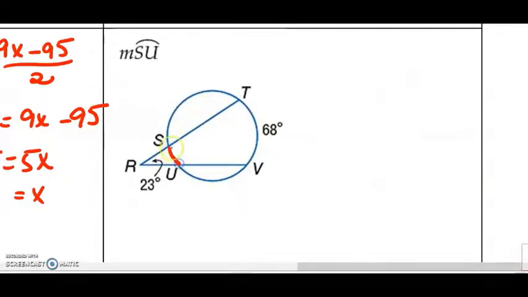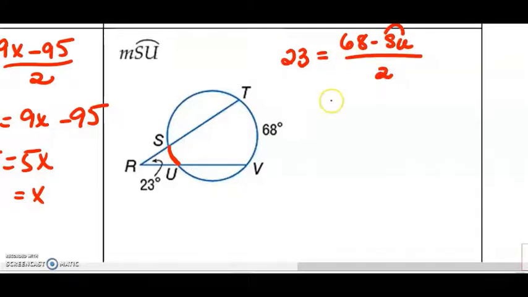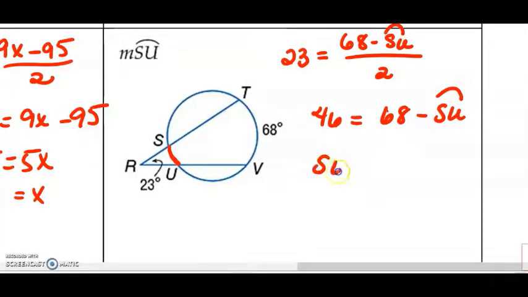We have to find the measure of this arc right here. So 23 degrees is equal to 68 minus arc SU divided by 2. So 46 equals 68 minus arc SU. Arc SU then is 68 minus 46, which is 22 degrees.